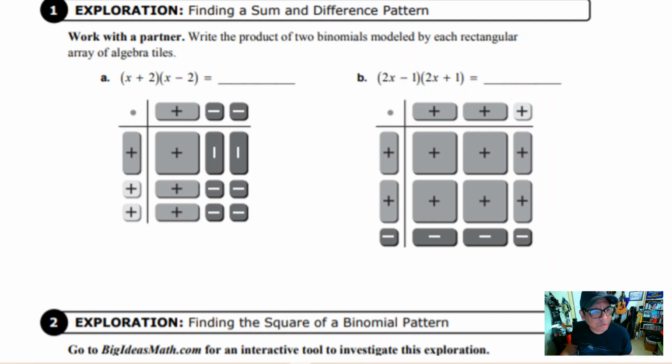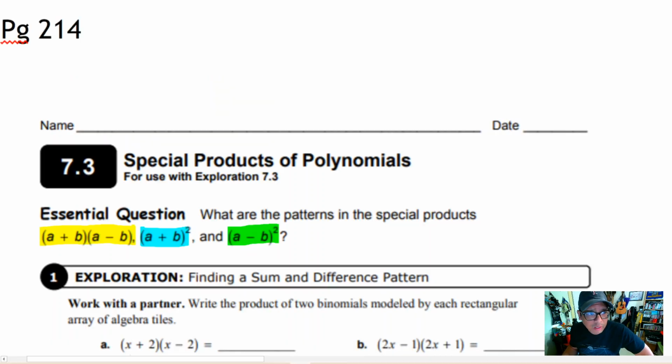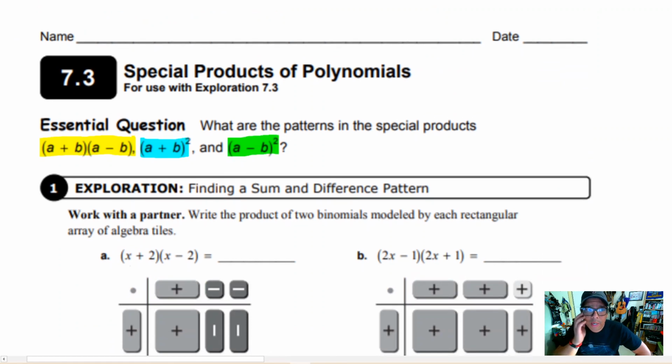Hey, welcome to this first part of our series on section 7.3 in algebra, the special products of polynomials. This time we're going to do the exploration a little bit differently because there's a couple of pretty distinct skills that we need to talk about. This first one is going to be the sum and difference pattern. Then we're going to do the square of a sum and the square of a difference pattern. Those two patterns we're going to do together.